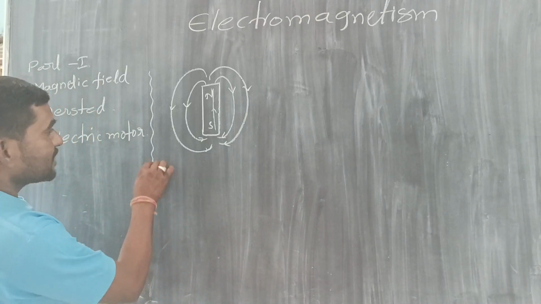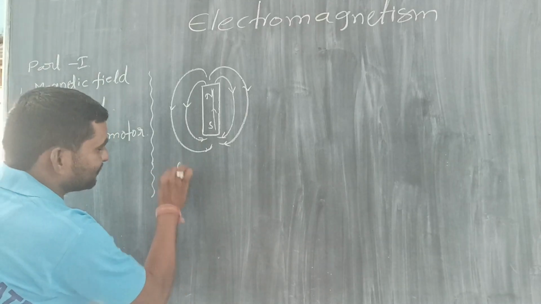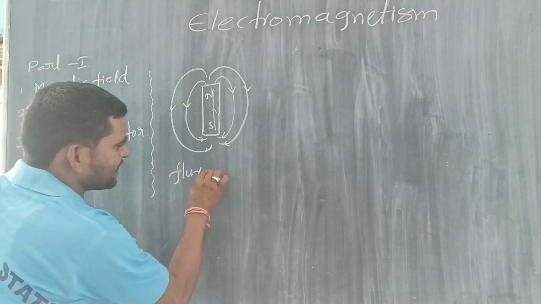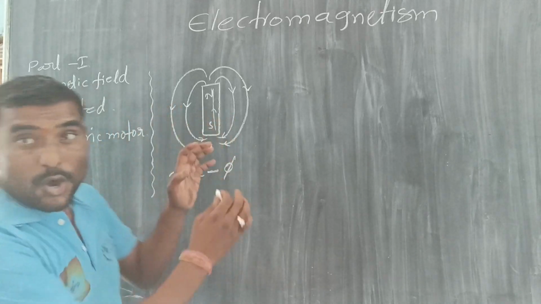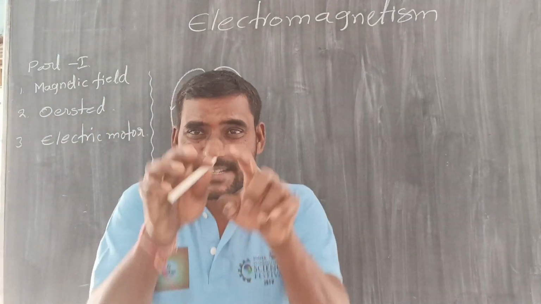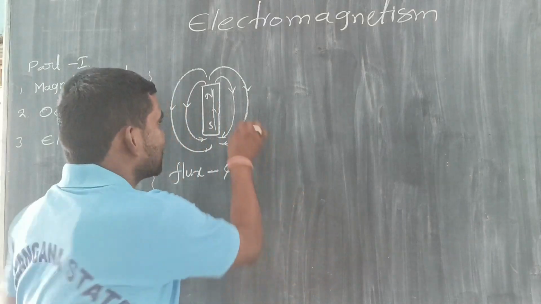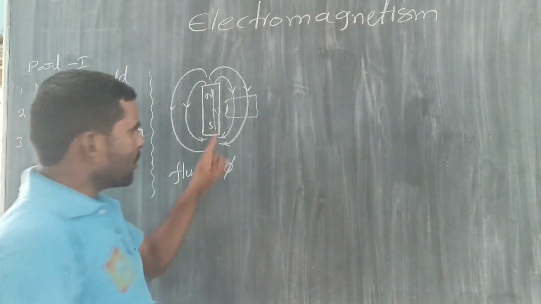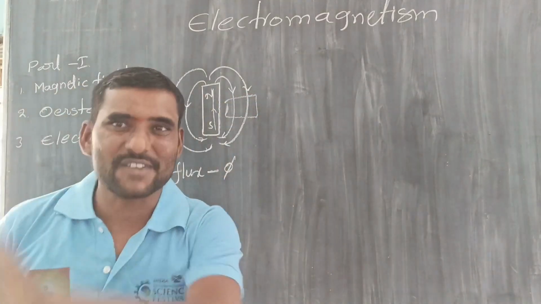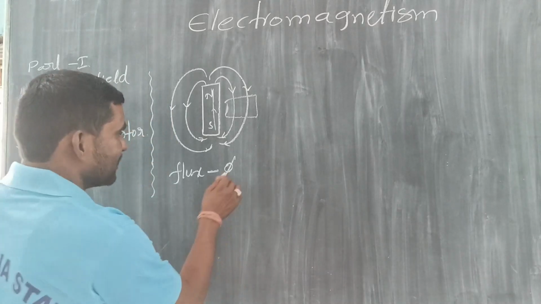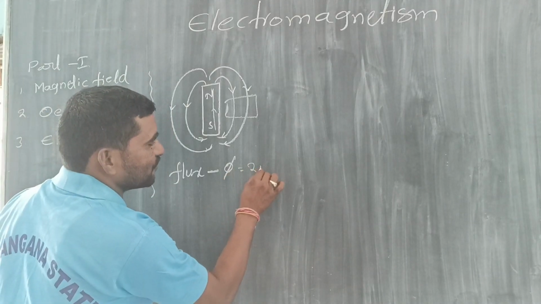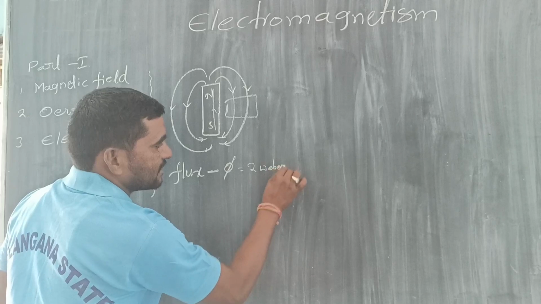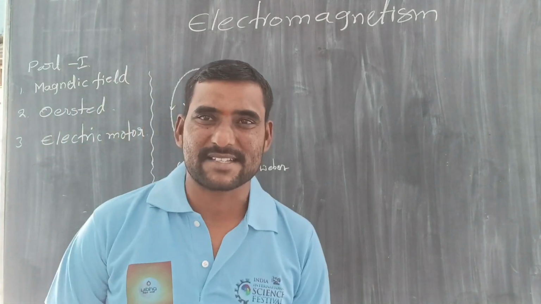Number two, about flux. It is very easy. Flux is the number of force lines present in an area. For example, if I take this area, how many lines are there? Two lines. That is called flux. Flux is just the number, 2 Webers. Weber is the unit for flux.